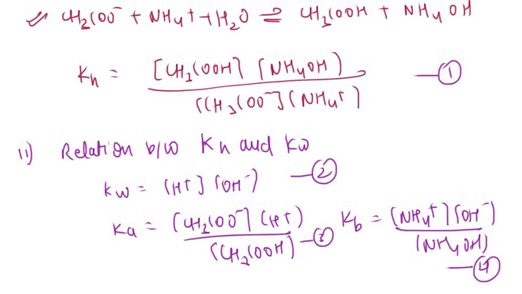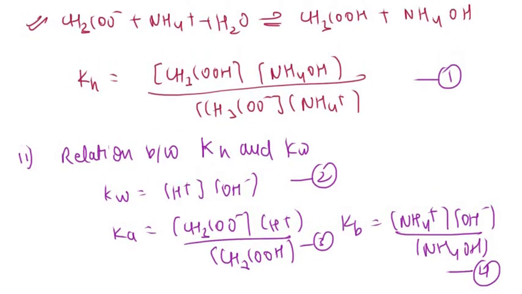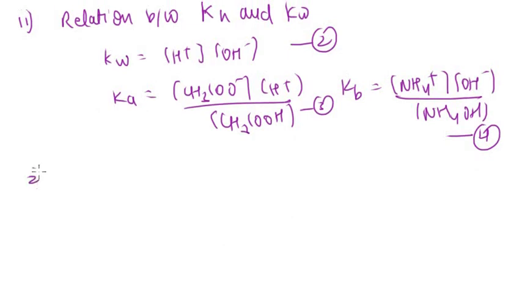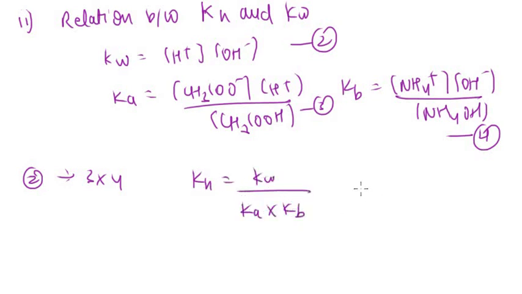Now, as I told you, we write Kh in terms of Kw and other constants. So Kh equals Kw over Ka into Kb. I have told you the trick to find the relation between Kh, Kw and Ka and Kb, whatever we have. Or you can do it like equation 2, you divide it by 3 multiplied by 4. So it will be Kh equals Kw upon Ka into Kb. So this will be equation number 5.